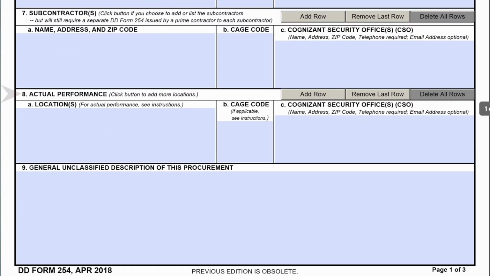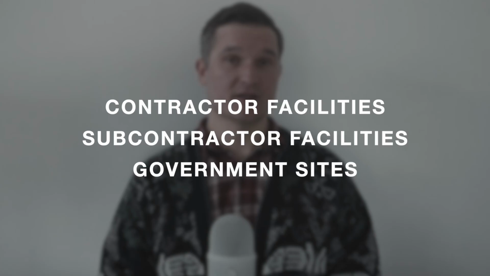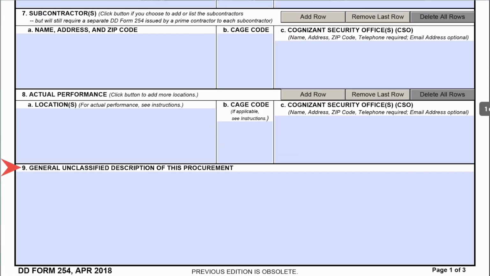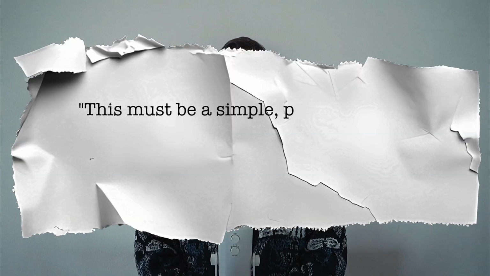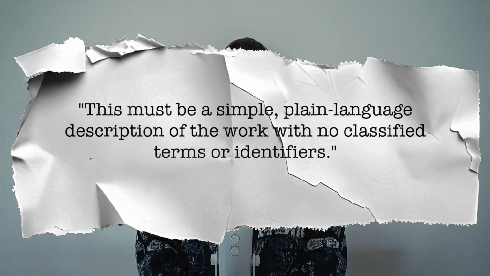Item 8 lists every location where classified work will occur. This includes contractor facilities, subcontractor facilities, and government sites. You list the facility's address, cage code if applicable, and the appropriate DCSA field office. If all classified work occurs at the contractor's address listed earlier, you simply state that. Item 9 provides an unclassified description of the procurement. This must be a simple, plain language description of the work with no classified terms or identifiers.